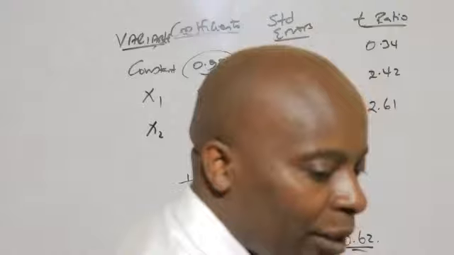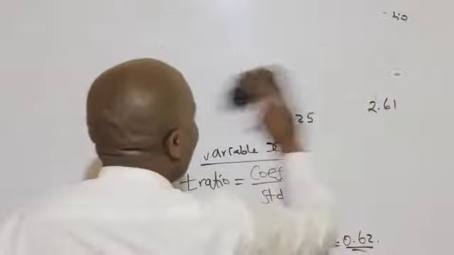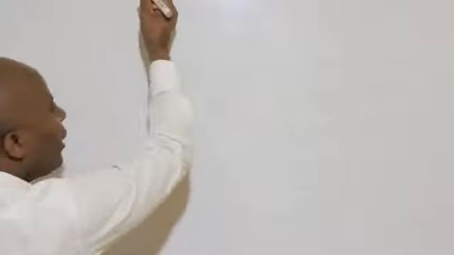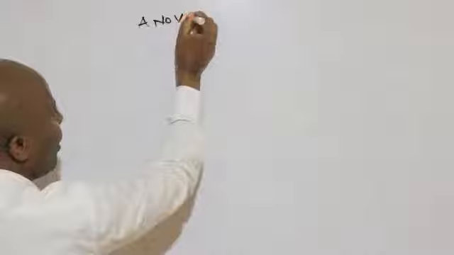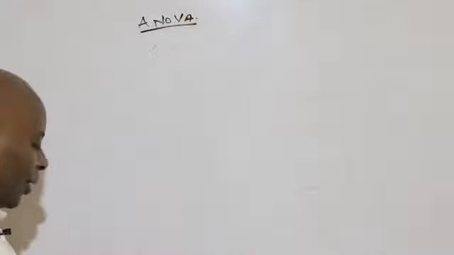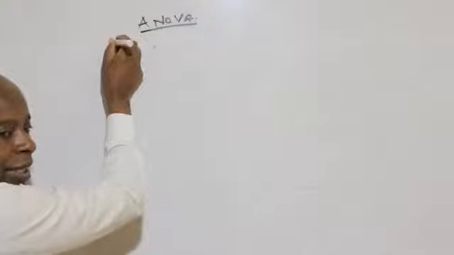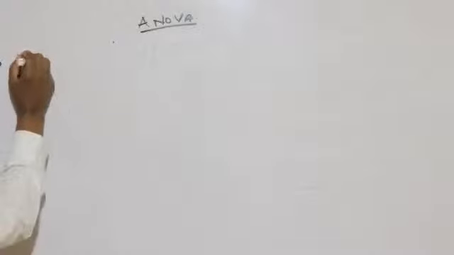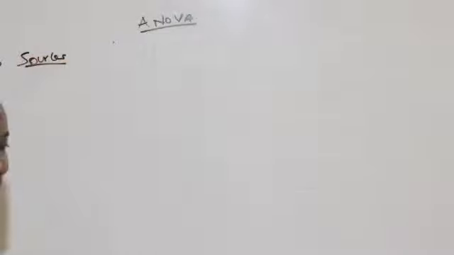ANOVA stands for analysis of variance. So we have here the ANOVA table. Under the ANOVA table, I will be interested in the sources of my variances, the types of variances.